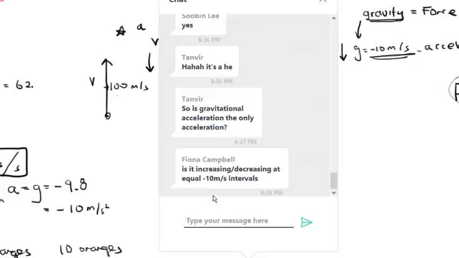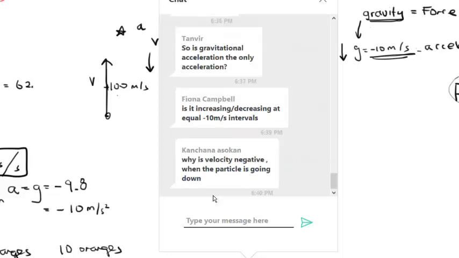Does that satisfy your question, Tanvir? You asked me, is gravitational acceleration the only acceleration? Well, if you throw an object on the surface of the Earth, gravitational acceleration is the only acceleration. There is no other acceleration unless, of course, a wind blows in a horizontal direction. But that's unlikely to show up in GAMSAT. Fiona asked me, is it increasing, decreasing at equal... I'm not sure what you mean.